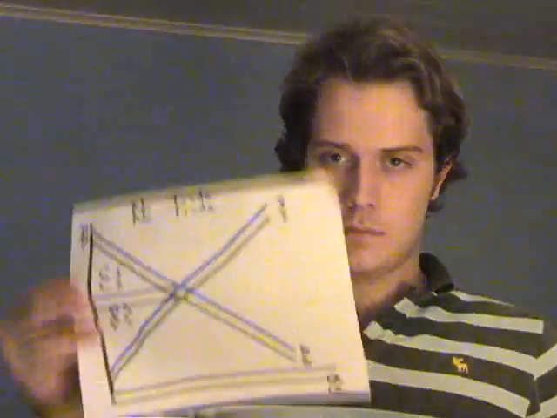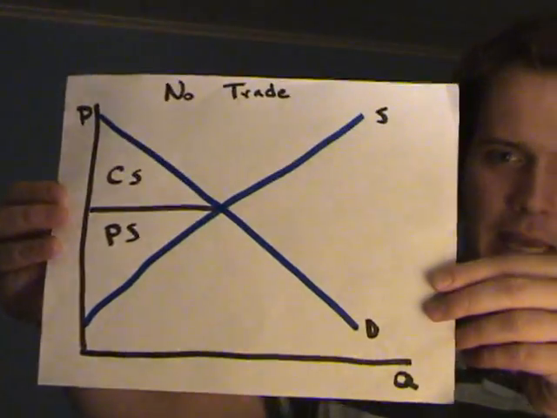Alright, but we're going to talk about trade today. So, I got some more graphs. This is a country that does not partake in trade. This is their supply and demand graph for what I'm going to call widgets, which is an imaginary good. Alright, supply and demand, look at that.